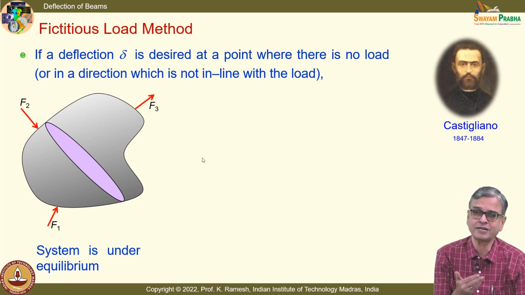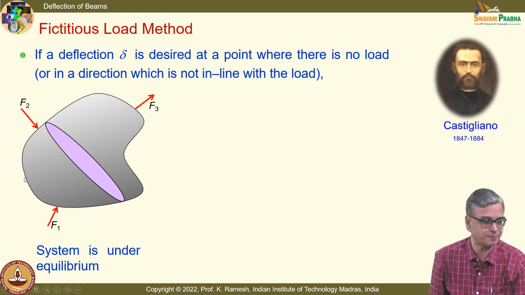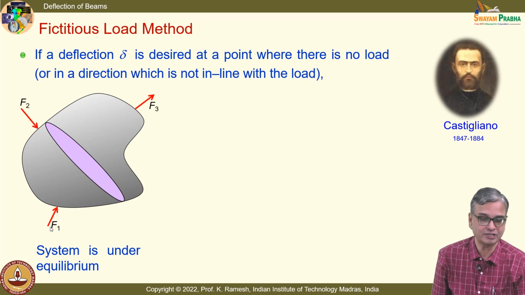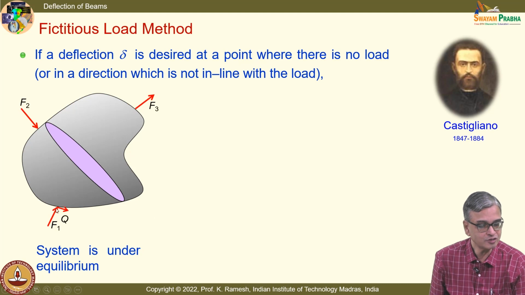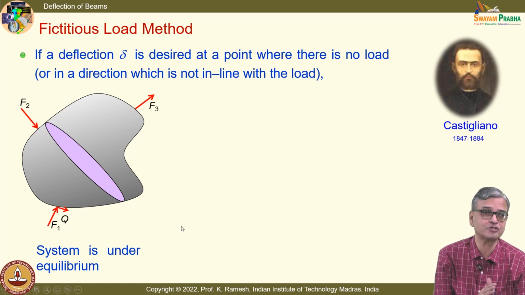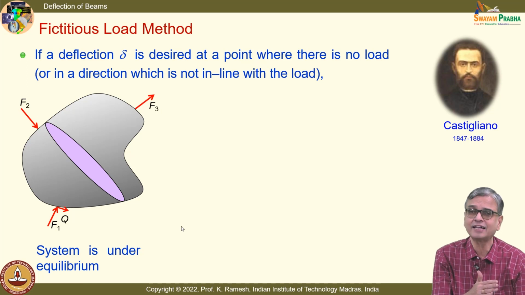It can be interpreted in many ways. If I don't have a force at that point, apply a fictitious load. Suppose I want to find out deflection in a direction other than the direction of the force, apply the force in that direction. That is what it says, not in line with the load. So I can have the fictitious load like this. I want to find out deformation at this point. I can also find out the horizontal component at this point by introducing a fictitious load. But the moment you introduce a fictitious load, you treat that as a load acting on the system and resolve the problem.